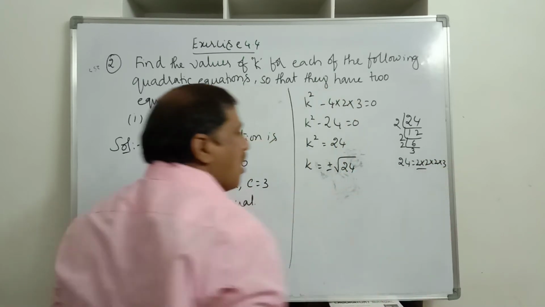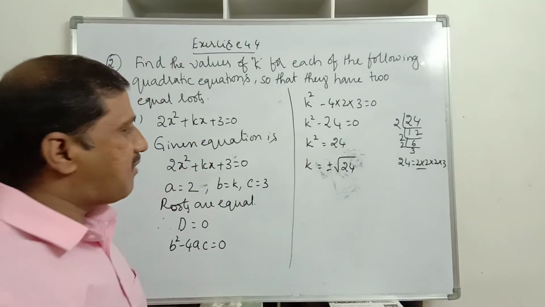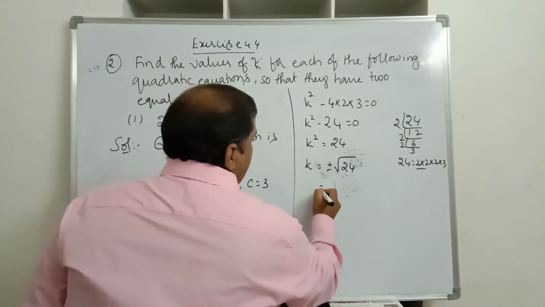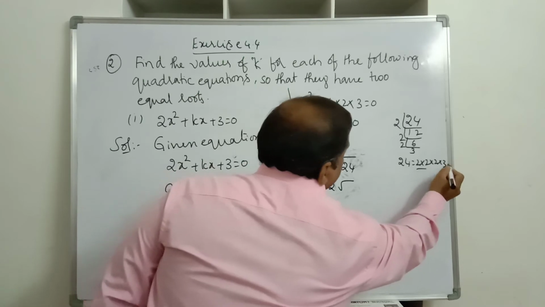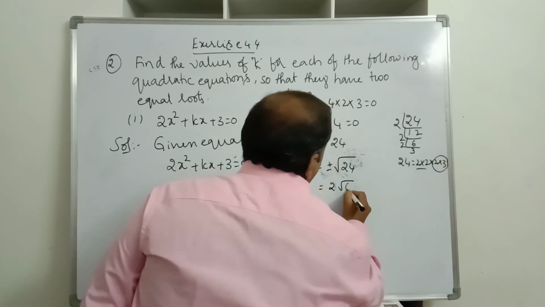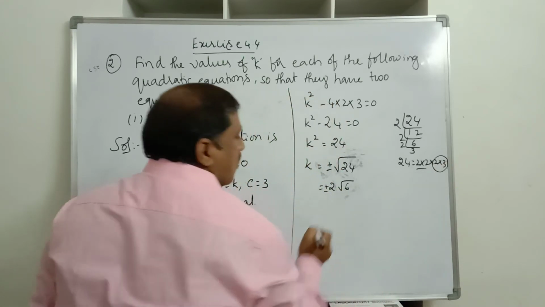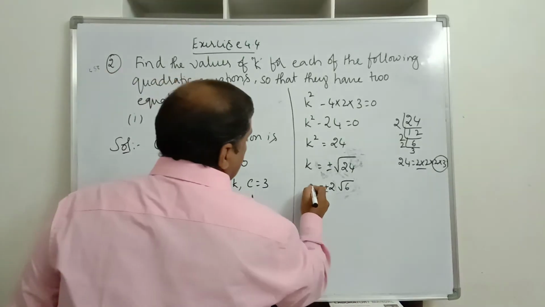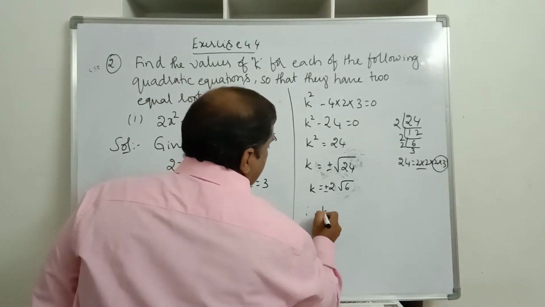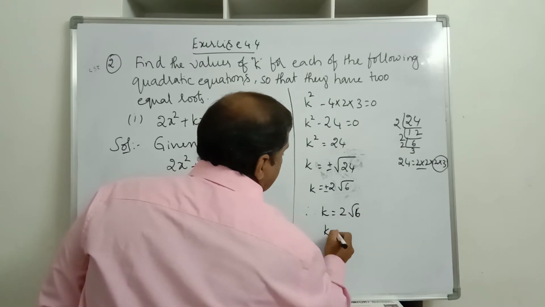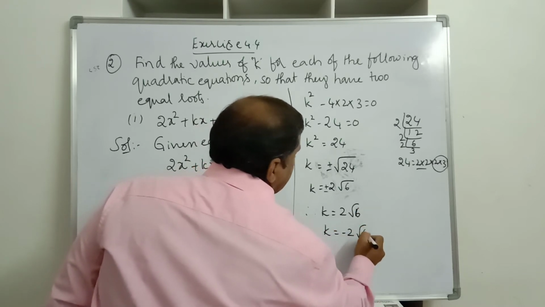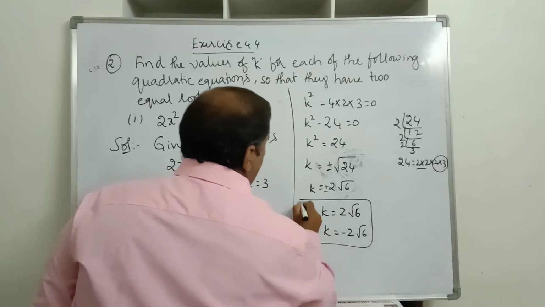See here we have one pair of 2s in the factors. Therefore k is equal to 2 root, the remaining factors 2 into 3 will get 6. So 2 root 6 we will get. Therefore k is equal to 2 root 6 is one value and k is equal to minus 2 root 6 is the other value. So here we get two values.